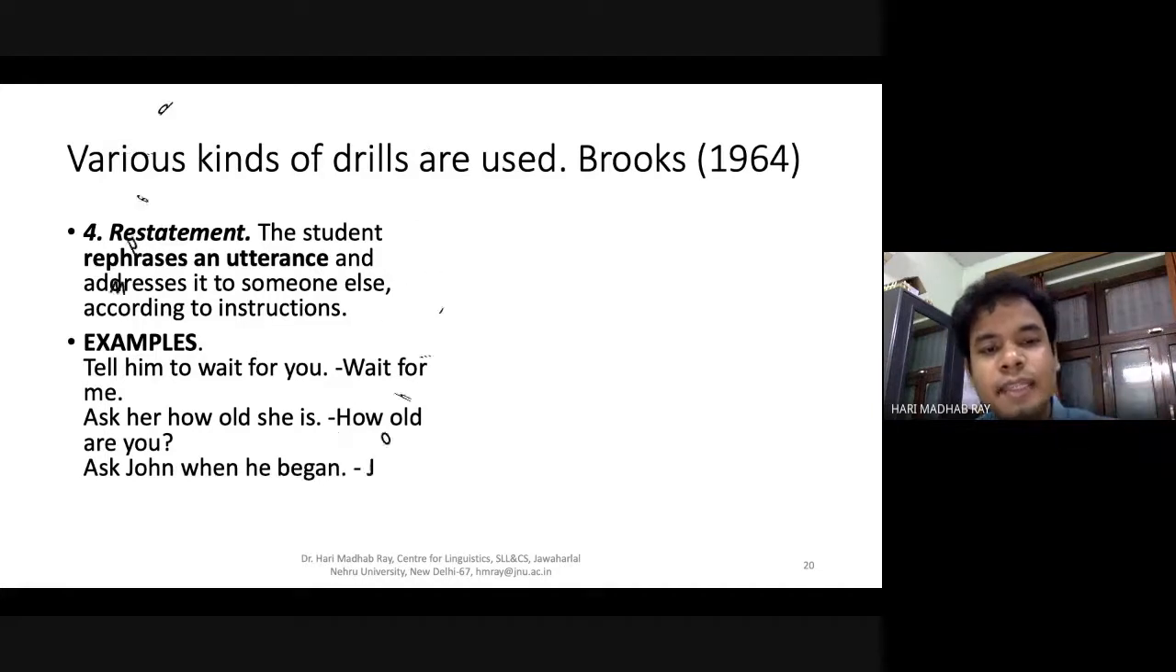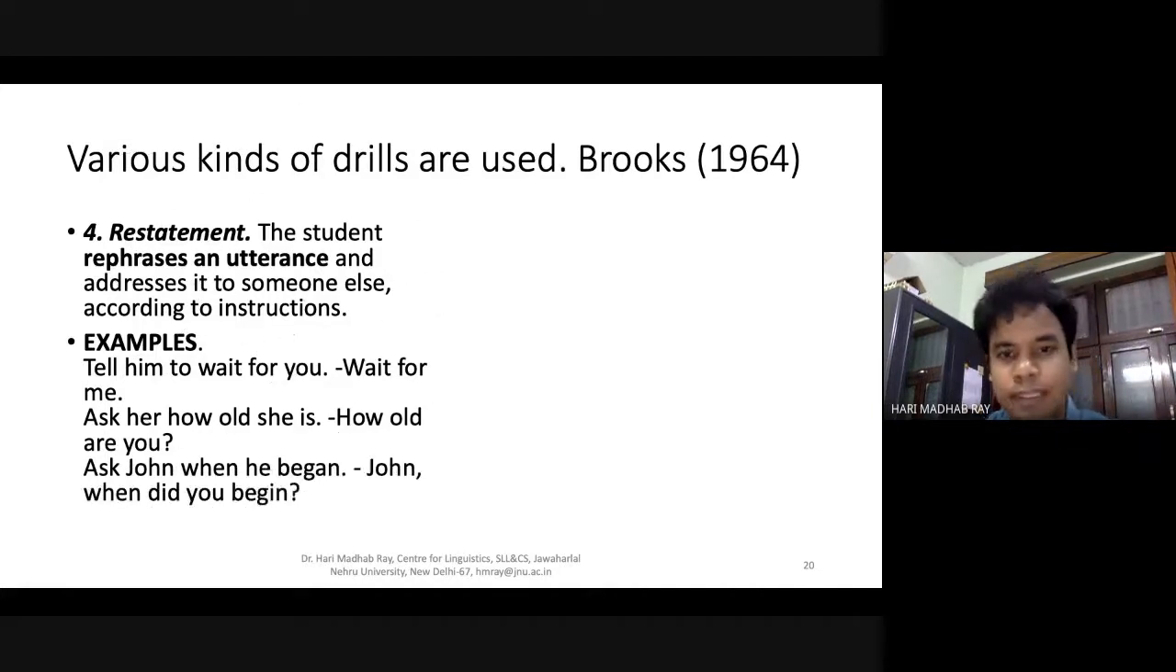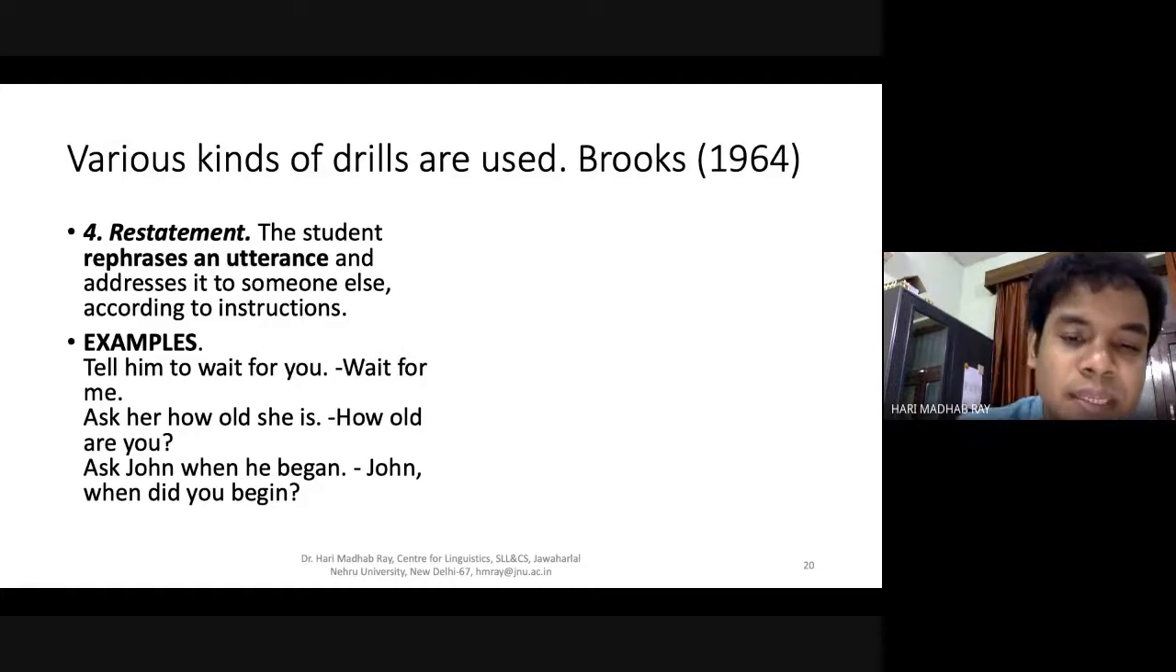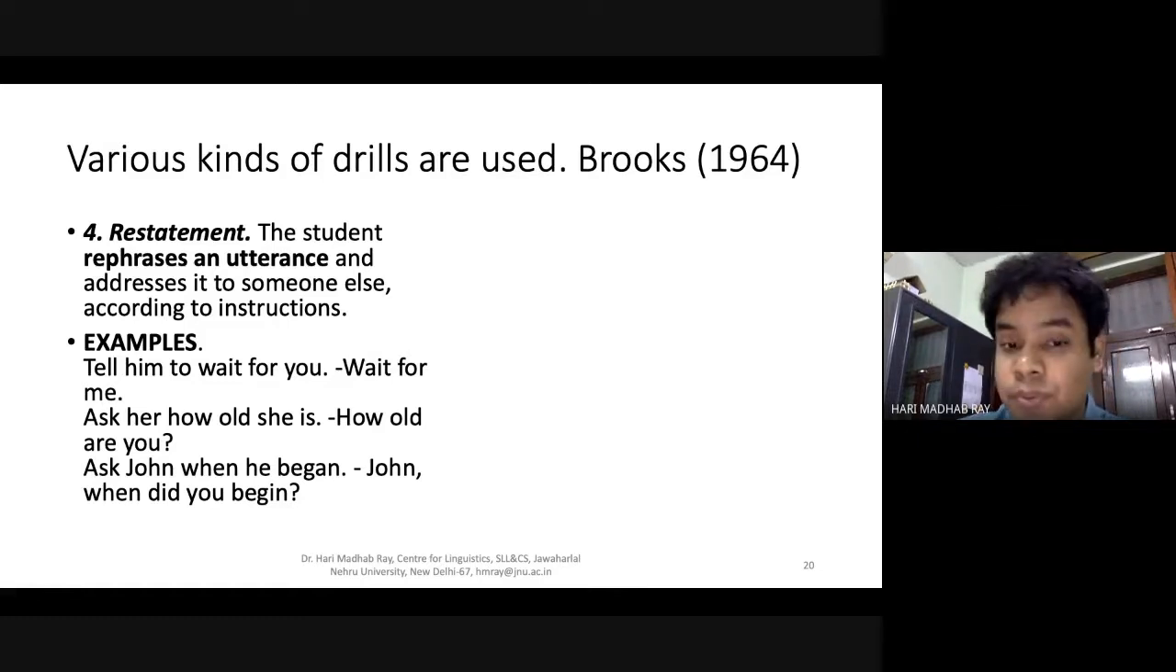So the teacher is saying, tell him to wait for you. So he's saying, hey, okay, wait for me. Ask her how old she is. So the learner is saying, how old are you? The teacher is saying, ask her how old she is. So the learner or the student is saying, how old are you? So in the class, this kind of practice is going on.